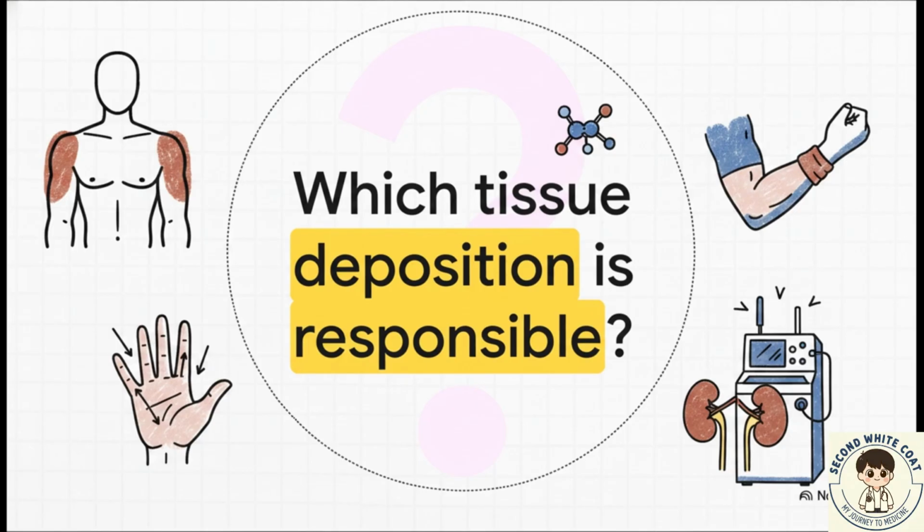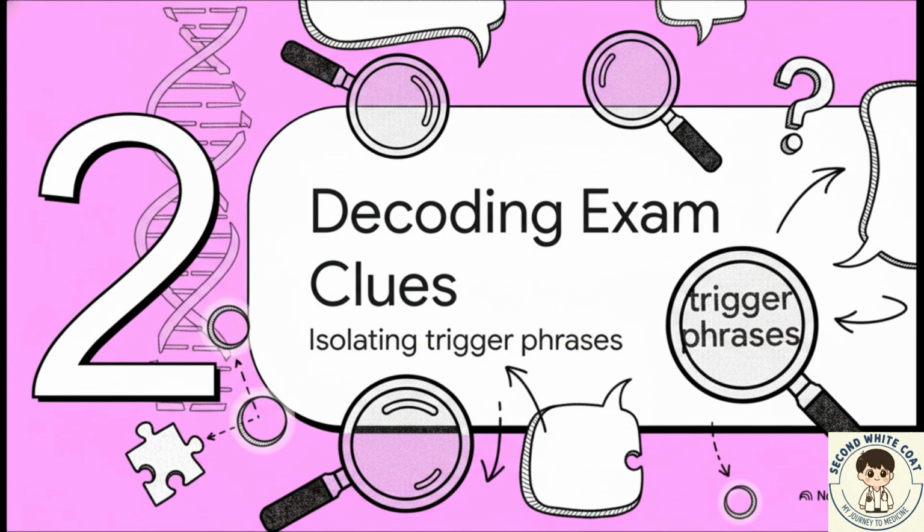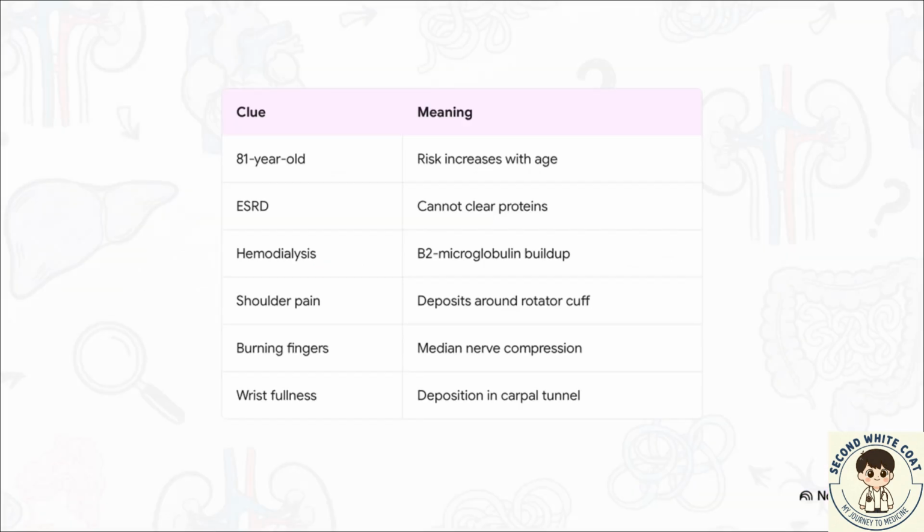At first glance, this is a super complex patient presentation packed with multiple distractors. Your job as the clinical detective is to extract that diagnostic signal from all the noise. Section 2, decoding key exam clues. Translating this raw data into clinical meaning is going to immediately narrow down our suspects. Let's isolate those trigger phrases.